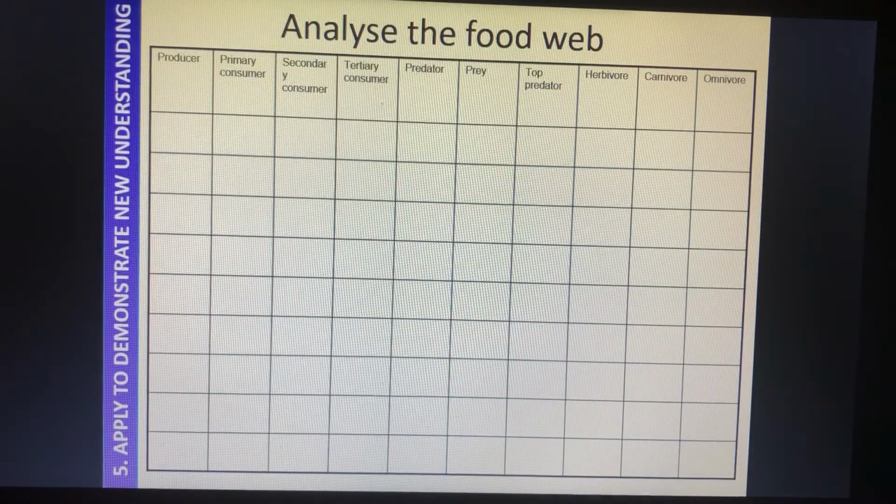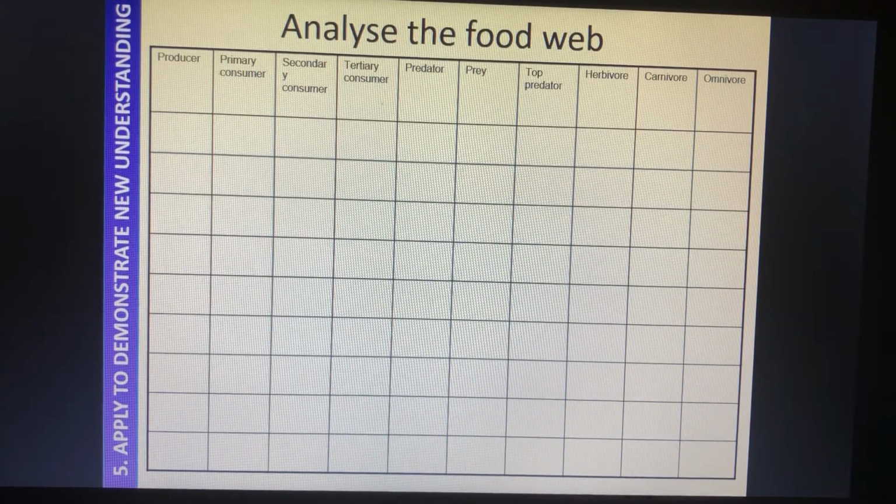Okay, unfortunately this is quite a busy table. You don't necessarily need to draw all of the rows. You could just draw some columns, or you could just write out those different column headings. So we basically are going to be looking at a giant food web in a moment, and we need to identify the producer, the primary consumer, secondary consumer, tertiary consumer, predator, prey, top predator, also known as the apex predator, the herbivores, the carnivores, and are there any omnivores?